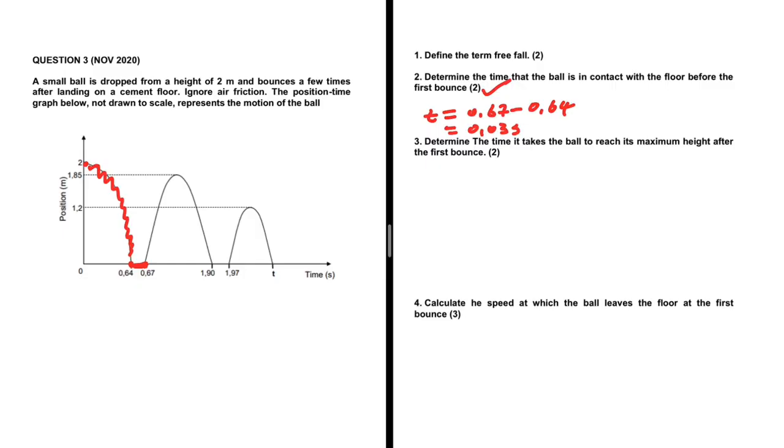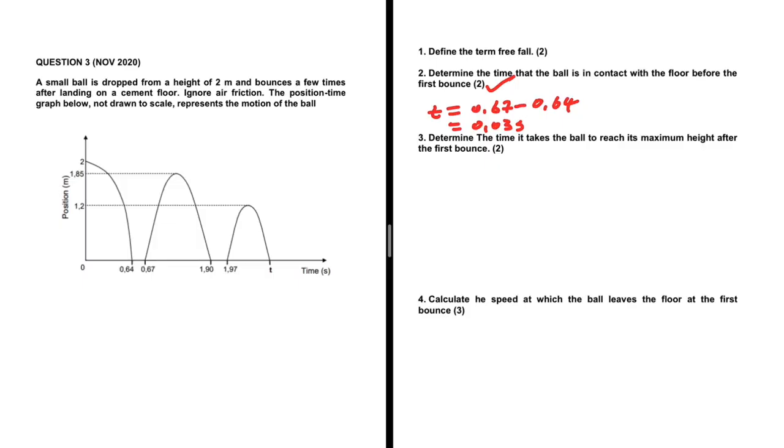Okay, the third question, on the other hand: determine the time it takes the ball to reach its maximum height after the first bounce. What we are interested in is the time taken by the ball to reach its maximum height after the first bounce. So this is what we are interested in. How much time does it take after leaving the ground to reach the maximum height? That's what you are interested in. Okay, there's a couple of ways we can answer this question.